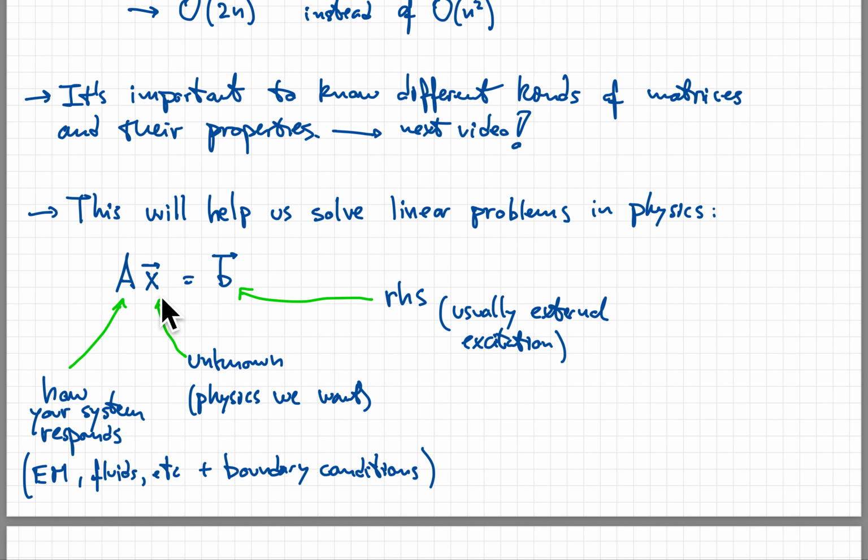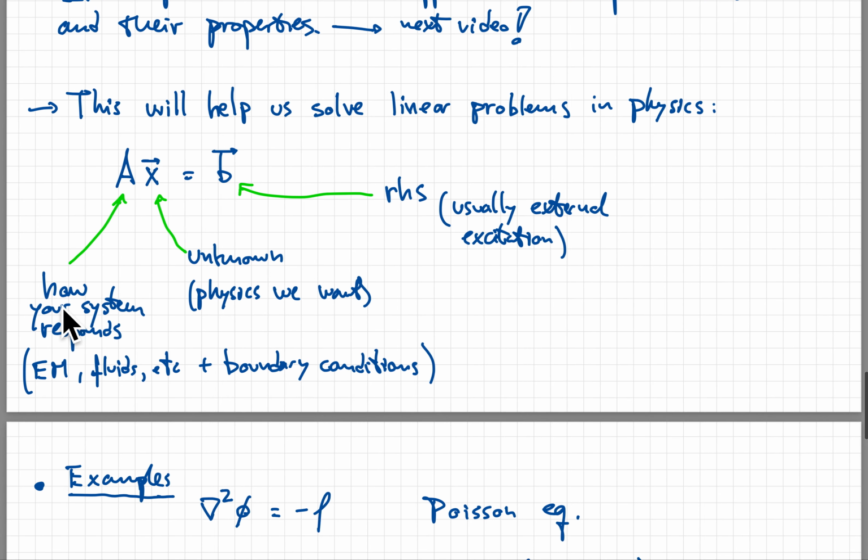You want to know those fields, typically because you want to know the forces on something else due to those fields. And here, on the right-hand side is usually an external excitation, something that somebody else does from the outside, or the charges present in your system, and so on. And so this is what comes from outside. This is what you want to know, and this encodes all the physical response of your system, including in some cases boundary conditions. And I'll give you some examples of that.